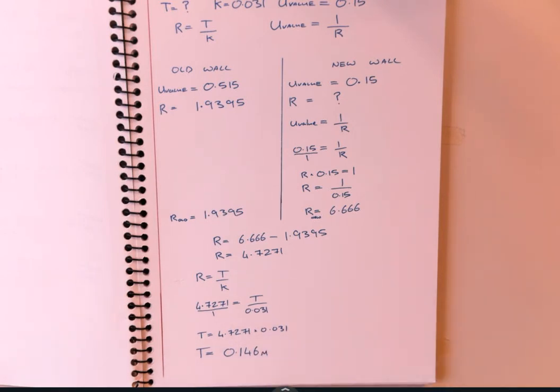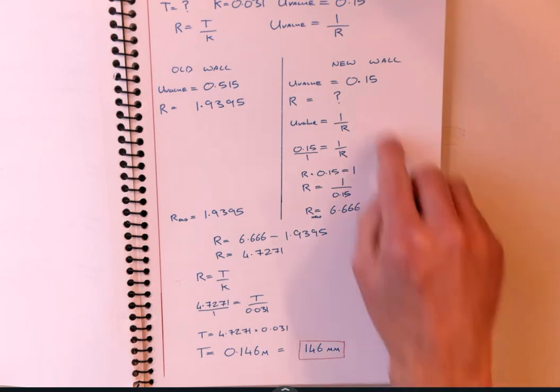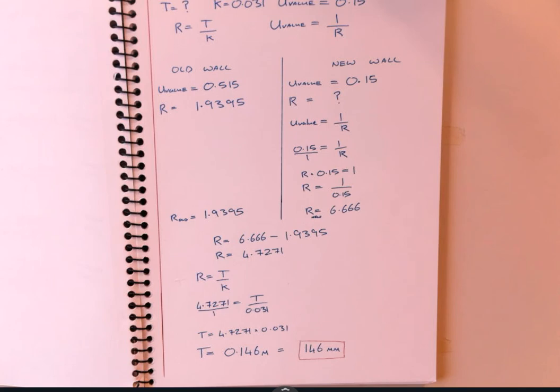So 0.146 meters of insulation has to be stuck onto the outside, and that doesn't make much sense, but if we divide by 1,000 or just convert it to millimeters, it's 146 millimeters of insulation needs to be stuck on to the outside. That is our final answer. So the thickness of insulation that we need to stick on to the outside of the building to achieve a U value of 0.15 is 146 millimeters.